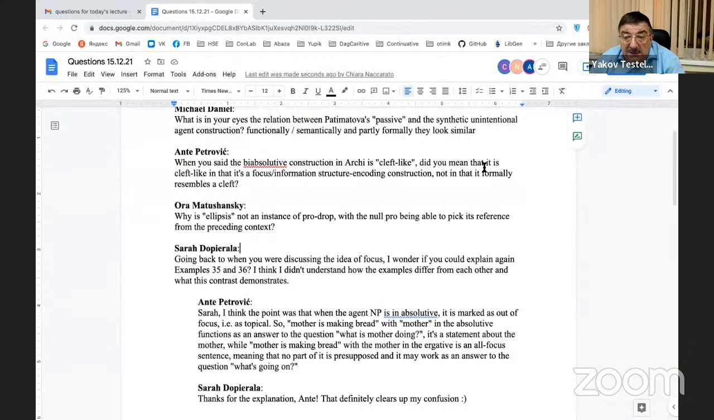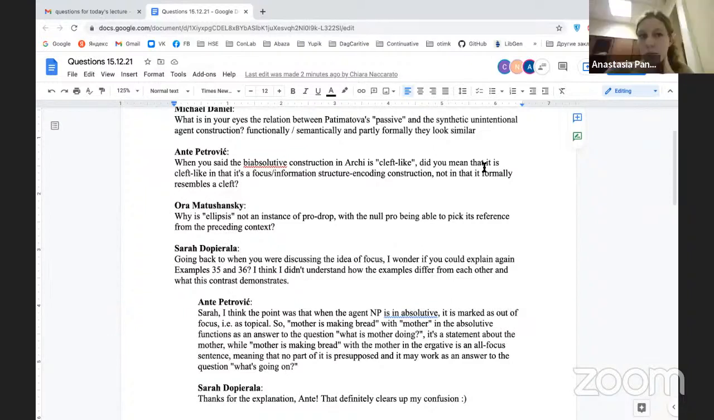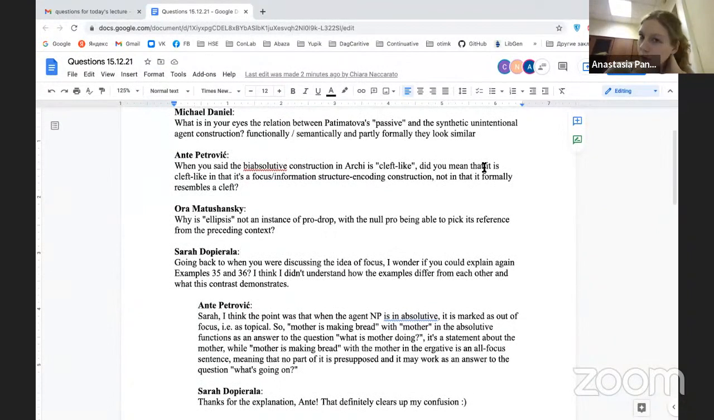The problem is this: Magomedova's passive, not Patimatova's, her name is Magomedova, is with a transitive verb like eat. The lexical verb is eat, and only the light verb is go. It's something like "the apple being eaten is gone." So it's rather transitive than intransitive.